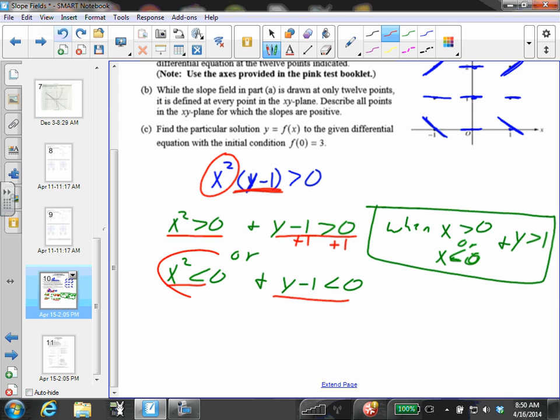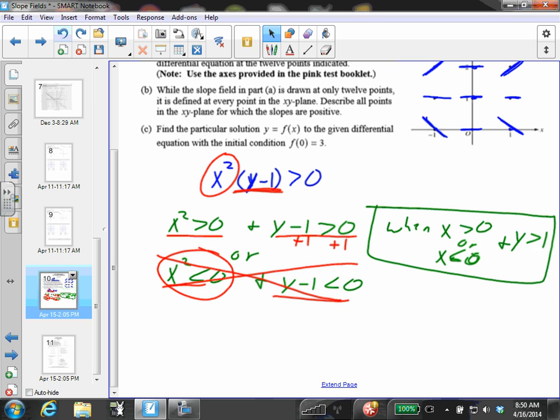But the problem with this is this right here. It's impossible to square a number and get out a negative. So x squared being less than 0 absolutely won't work. So this second option right here is not a possibility. So our only time when this function right here is going to have a positive slope or a positive number for the derivative is when our x value is greater than 0 or less than 0.